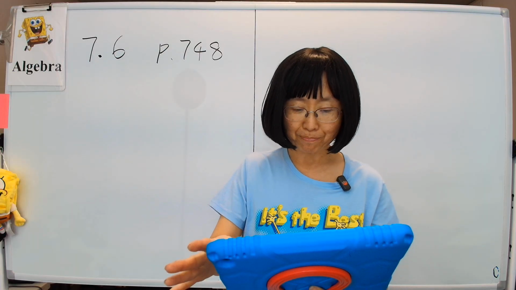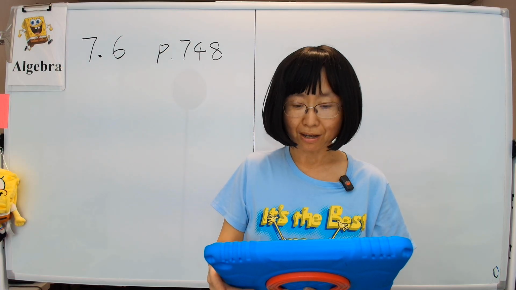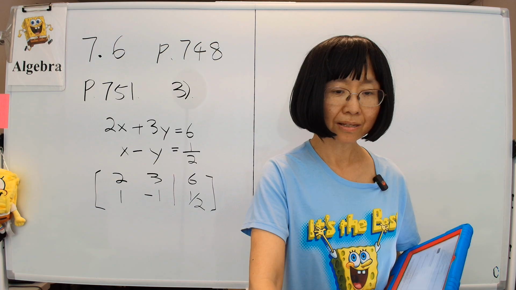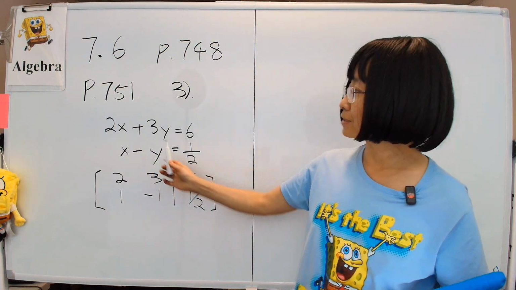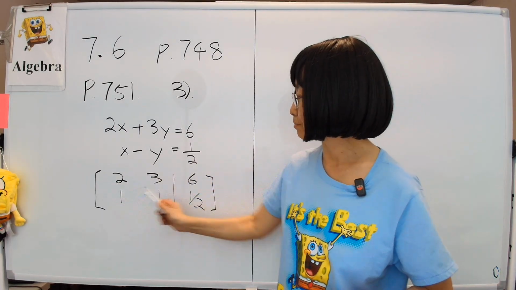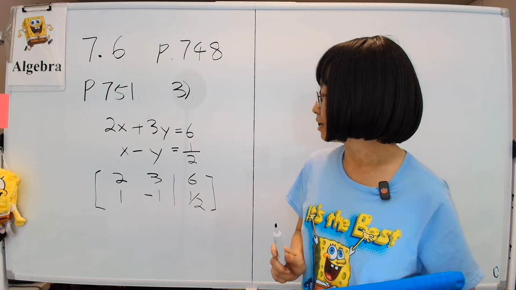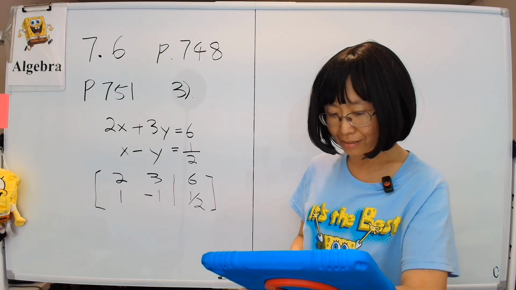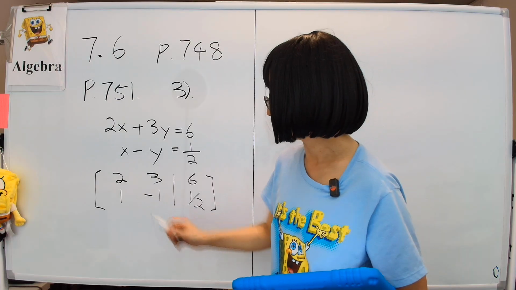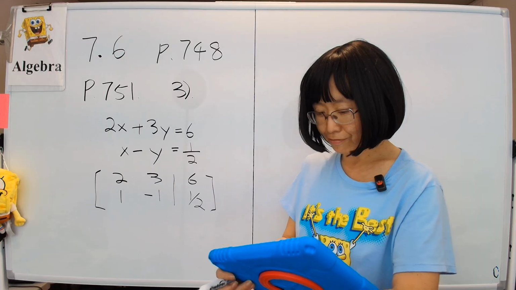And how are we going to do that? By doing a whole bunch of tedious operations. So let's look at example 3 on page 751. So example 3, we have 2x plus 3y equal to 6, and x minus y equal to a half, which I wrote down in the matrix form, 2, 3, 6, and then 1, minus 1, and 1/2. All right, so what we are supposed to do is turn this into that form where we need to make it look 1 down the diagonal and 0 down here.